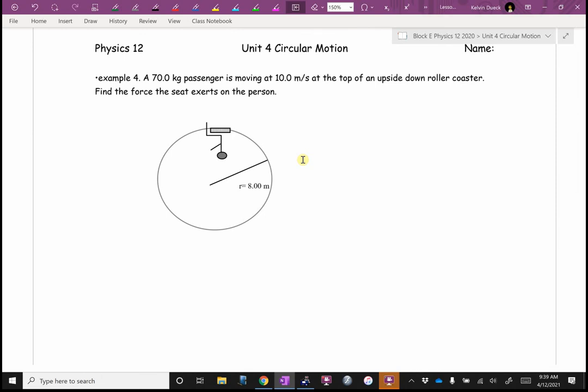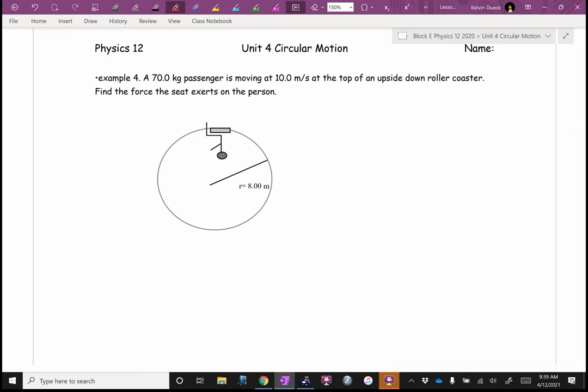But you've been on one with a loop. We're going to start out with purely circular loops, and we're going to use them because it makes the physics easier. But in a couple lessons, I'll show you why nobody builds them that way. So a 70-kilogram passenger is moving at 10 meters per second at the top of an upside-down roller coaster. Find the force the seat exerts on this person.